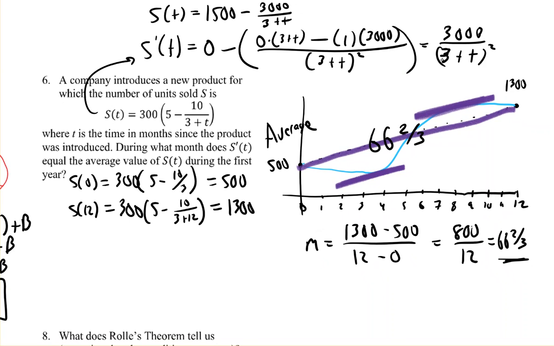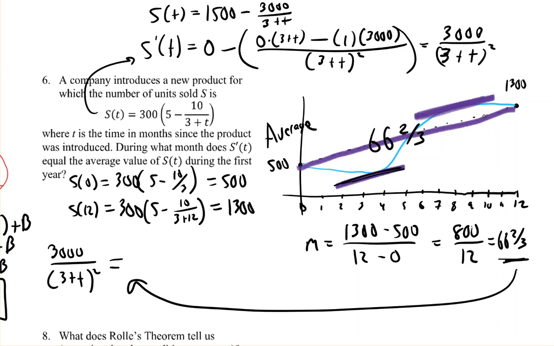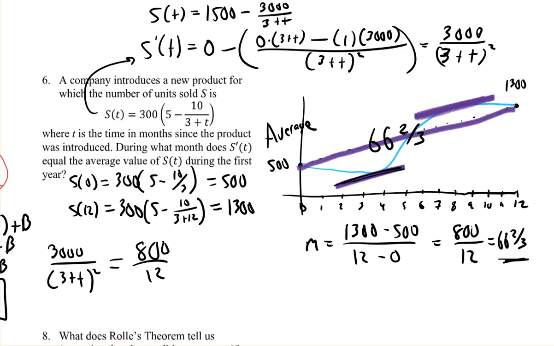But I want to know, when is this the same as this? So when is the first derivative equal to that big overall slope from the whole thing? And instead of saying 66 2/3, I'm just going to leave it an improper fraction, just because I think that's a little easier to solve. Now I'm able to solve for t. I can figure out the month, or months plural, that their current instantaneous rate of change is the same as the overall rate of change for the whole year.